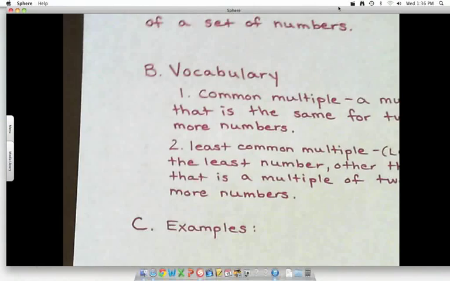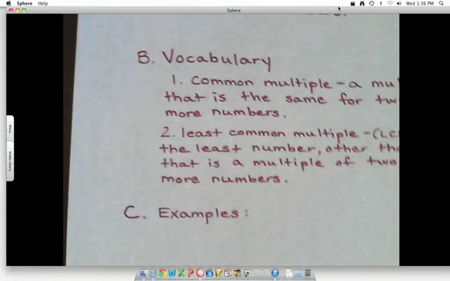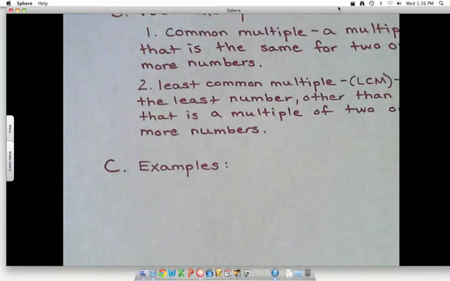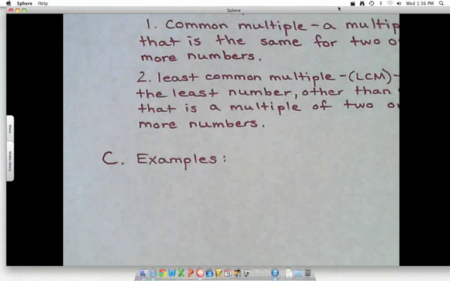Taking a look at another example, again, I'll say it again. To find the least common multiple of 2 numbers, you can begin by listing the multiples of one number.